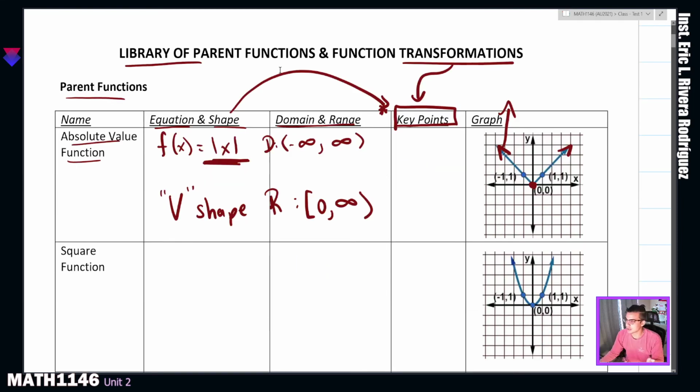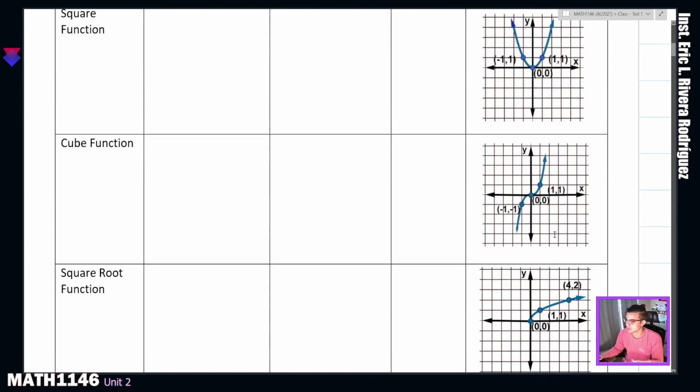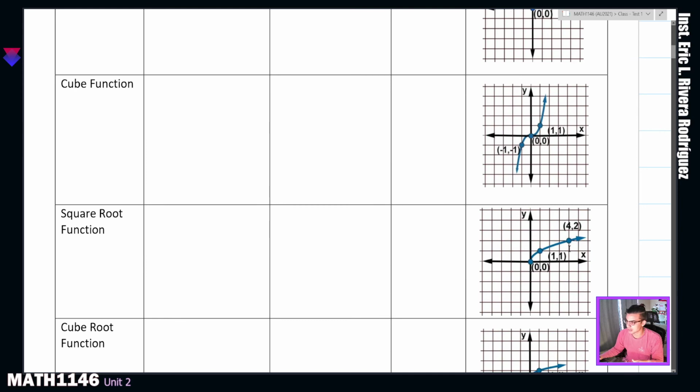For example, here, if we have a V shape, you will need to have 3 key points, and those key points are here: (-1, 1), (0, 0), and (1, 1). Okay. This shape, we need 3 key points to do this shape. For this one, 3 key points as well. This one, 3.